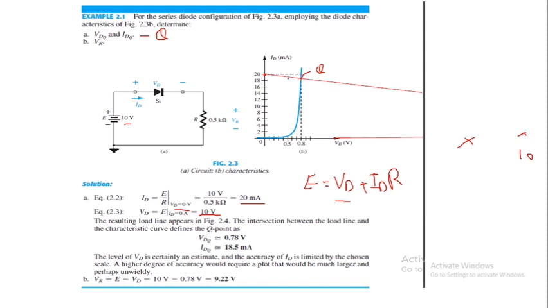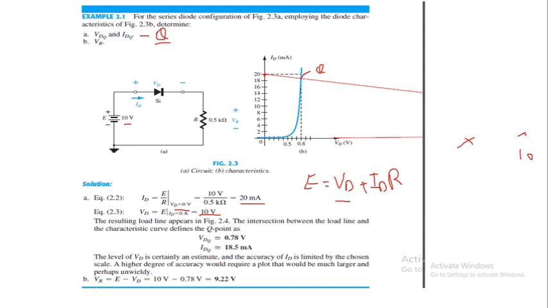So drawing a horizontal line parallel to the x-axis, you will find the value of IDQ, and drawing a vertical line, you will find the value of VDQ. So drawing this, you will get IDQ equal to 18.5 milliampere and VDQ equal to 0.78 volt. Now we have solved the circuit, that is, we have found its operating point, or the values of VDQ and IDQ.